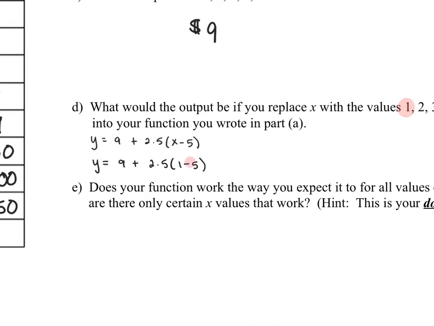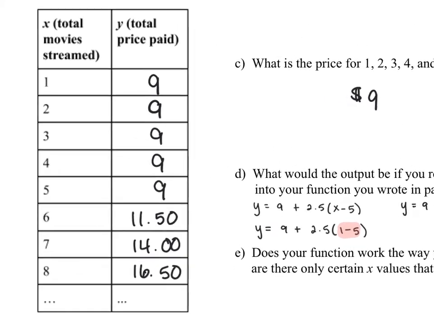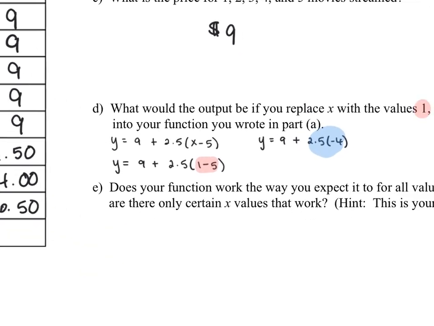And if I followed PEMDAS, I would first do 1 minus 5, which would actually be negative 4. Now, if I were going to multiply these together, which would be my next step, that would also be negative because a positive times a negative is a negative. And that would get subtracted from this price. So according to this function, if I were to watch one movie, my price would actually be less than $9. And that doesn't make sense because I already know that I'm paying $9 for one movie.